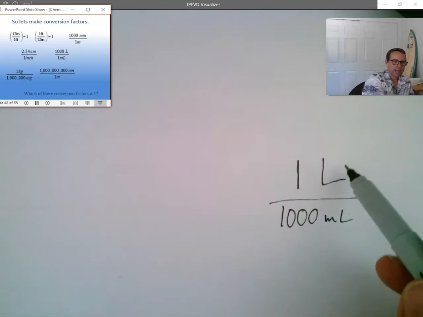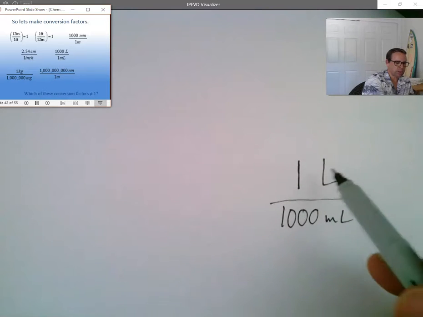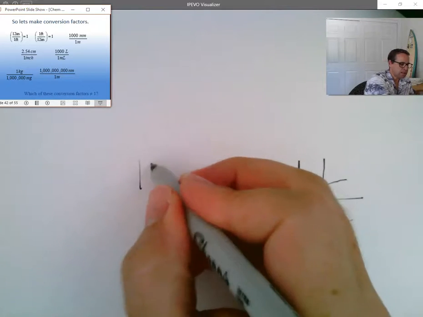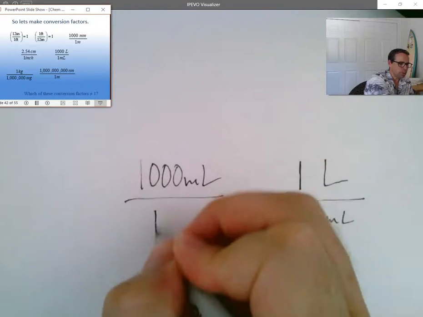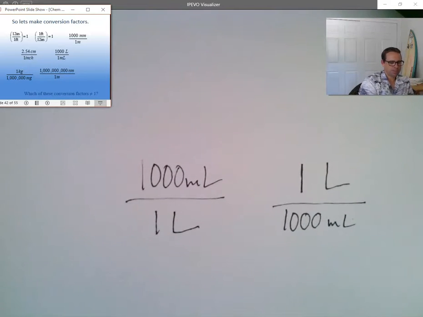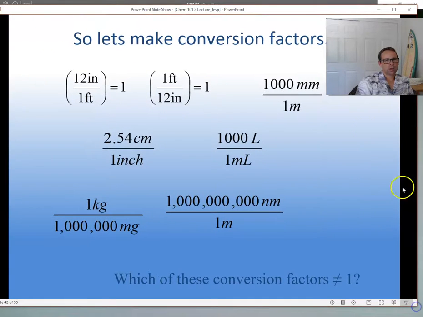And remember, I can restate this conversion factor, 1 liter over 1,000 milliliters, as 1,000 milliliters over 1 liter. Right? You can do that. Show me, enlarge the graph again. Well, there's the 12 inches per foot, and this is just flipped. We didn't flip the numbers only. We also flipped the units, so that 1 foot is on top and 12 inches is on the bottom now. So both of those are good conversion factors.